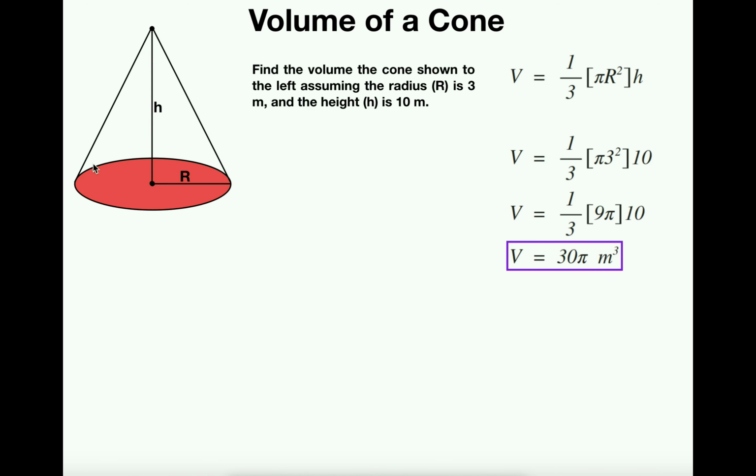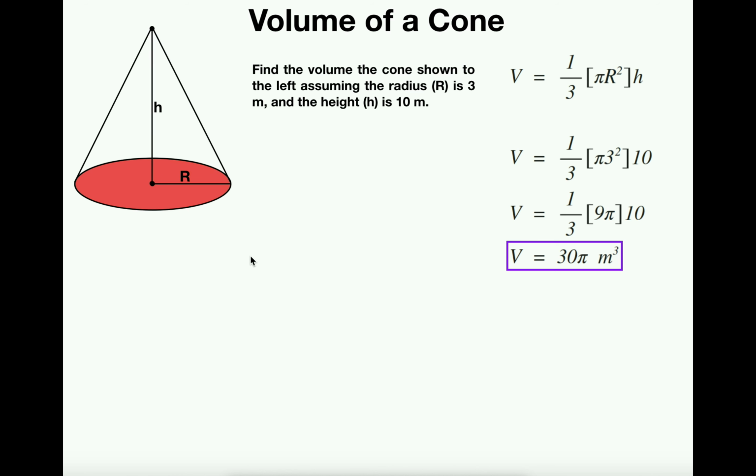Now, here's a cone shown over here on the left. The base of all cones are circles. And so this cone has a circle with radius r. You need to know the radius, and if you're not given the radius, you would have to be given the diameter and calculate the radius from that. Also, the cone is going to have some height.